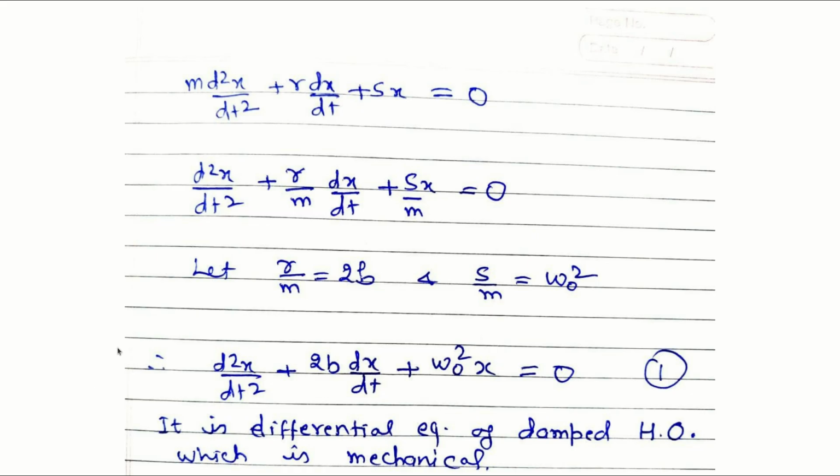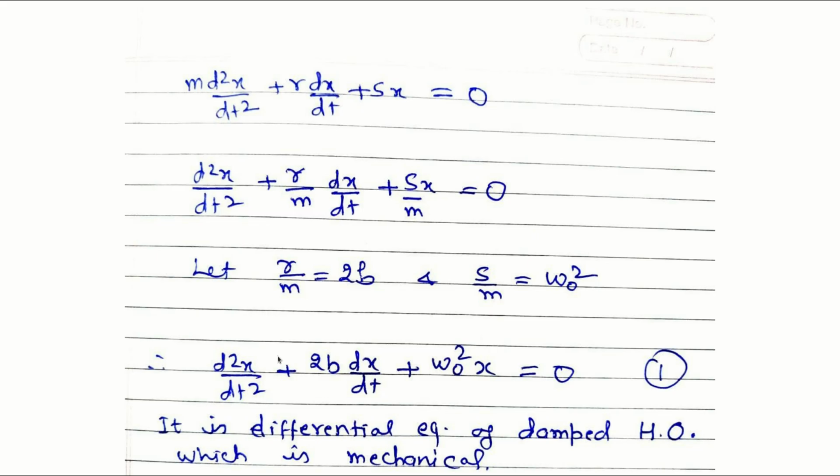There is a single difference: in case of a mechanical oscillator we take displacement as the variable quantity, but in an electrical oscillator charge remains the variable quantity. So x is replaced with q in case of a damped electrical oscillator.